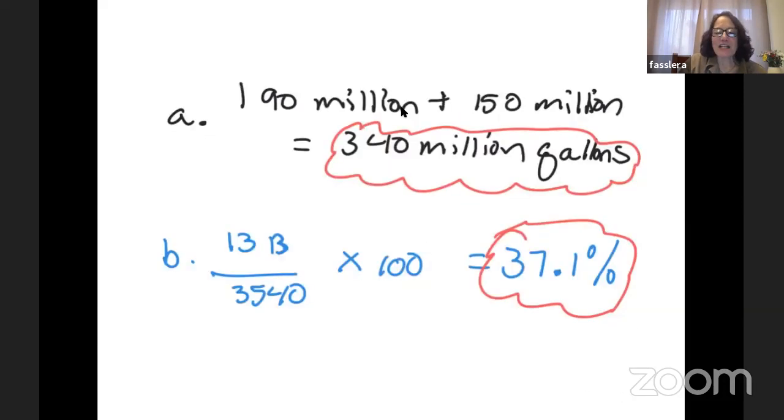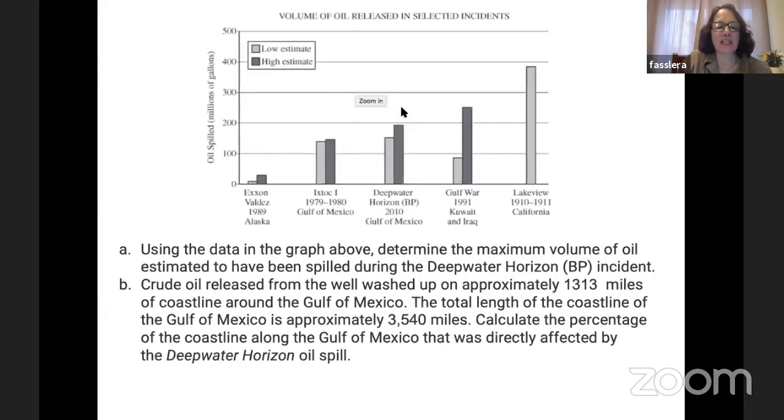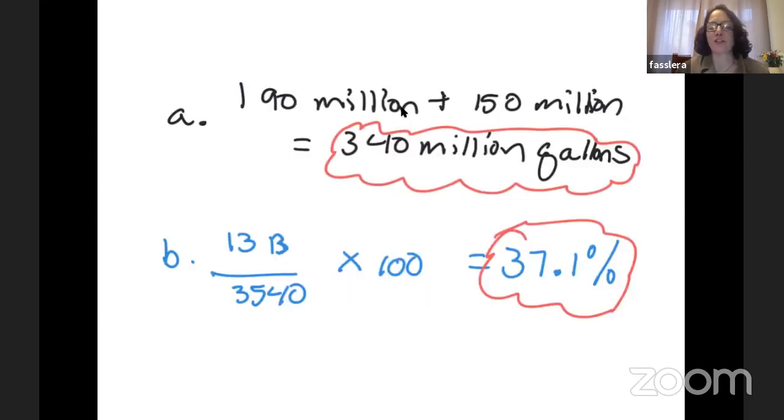So let's see how you did on that math. In the first one, what I needed to do was add together for the Deepwater Horizon. That's an oil spill that some of you actually may have heard of. I had to add both of those two values together. Here's the one tricky thing, or an area where you may have made a mistake: if you only put 340, you would have gotten it wrong.